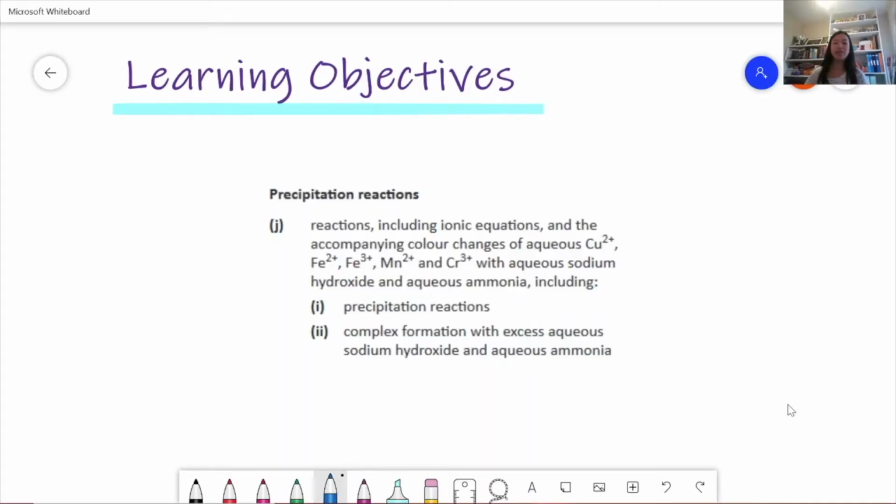Today we're going to be looking at precipitation reactions. So we're going to look at the reactions, including ionic equations and the accompanying colour changes, of aqueous copper 2+, iron 2+, iron 3+, manganese 2+, and chromium 3+ with aqueous sodium hydroxide and aqueous ammonia, and that's including precipitation reactions and complex formation with excess aqueous sodium hydroxide and aqueous ammonia.